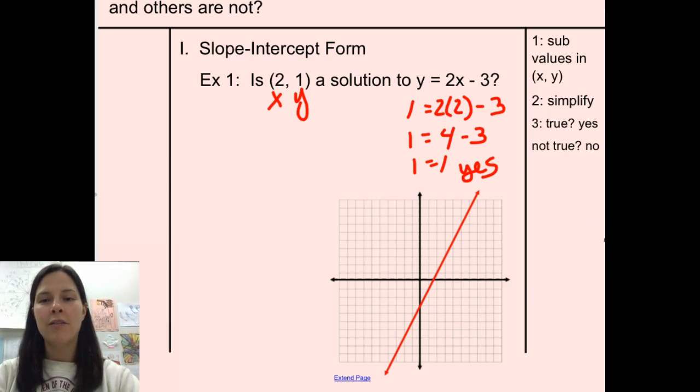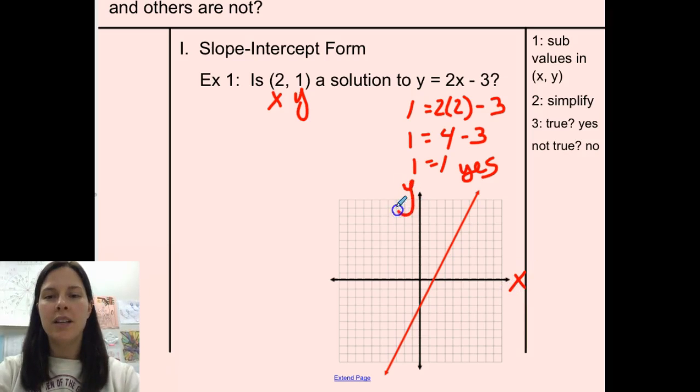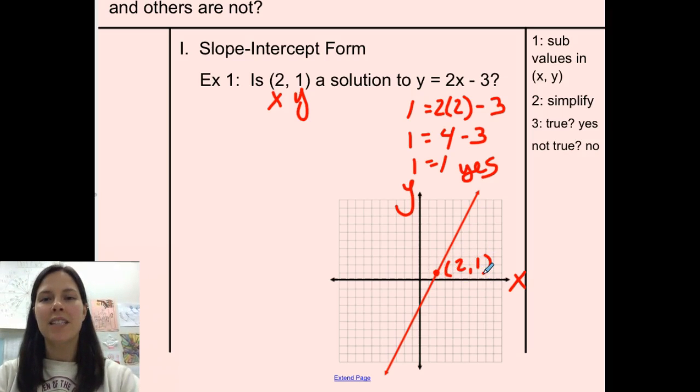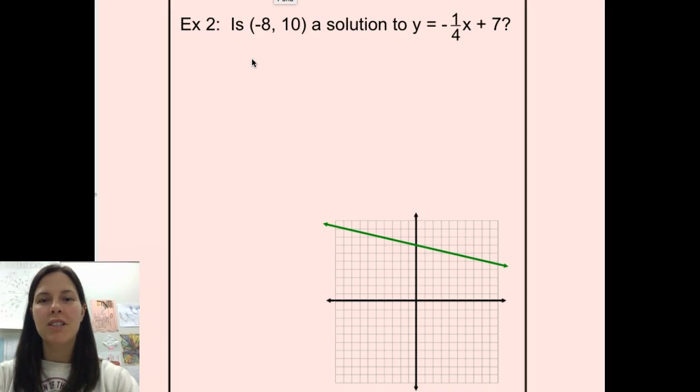I have the graph of the line here, so we're going to check to see that 2, 1 is on the line. Remember, x, we graph to the left or right, so we're going to go right 2 and then up 1 to find that ordered pair 2, 1, and it is in fact on the line because it makes the equation true.